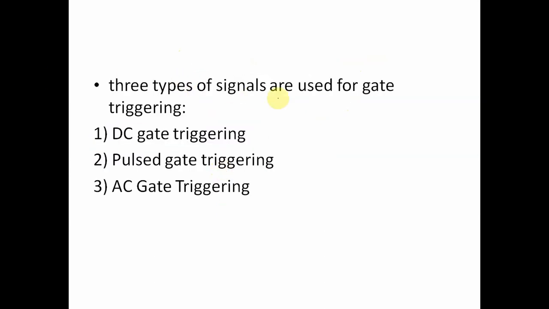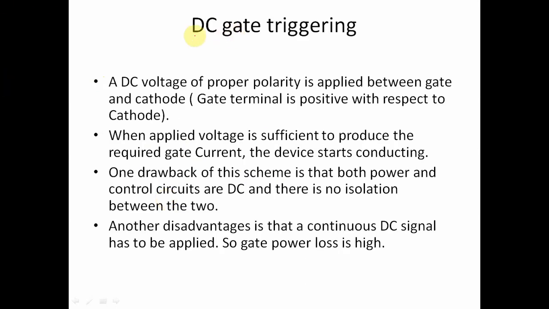There are three types of signals used for gate triggering. The first is DC gate triggering, the second is pulse gate triggering, and the third is AC gate triggering. Now we will study the first method, DC gate triggering.